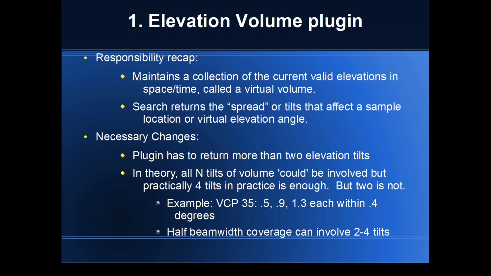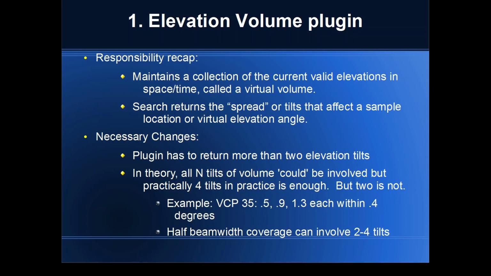The responsibilities of the elevation volume plugin include keeping a collection of elevation angles in space and time, using some method to determine what is part of a current set called a virtual volume. It is also responsible for quickly searching and returning the elevation angles surrounding a given virtual angle of a sample location. For example, if your VCP and current virtual volume has a 0.5 elevation and a 1.3 elevation, then a request for a 0.7 virtual elevation will return the 0.5 that's below and the 1.3 that's above as your lower and upper contributing tilts.